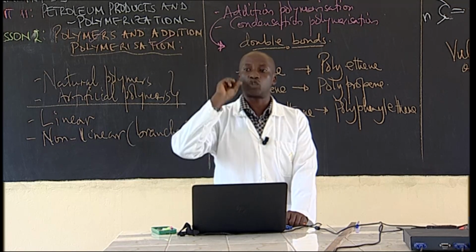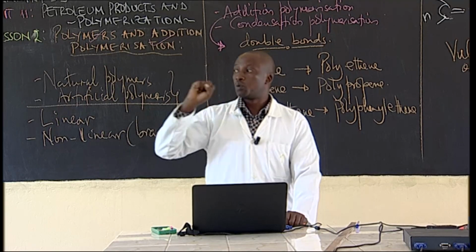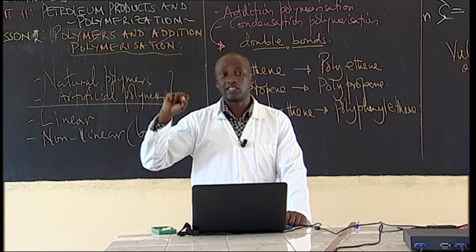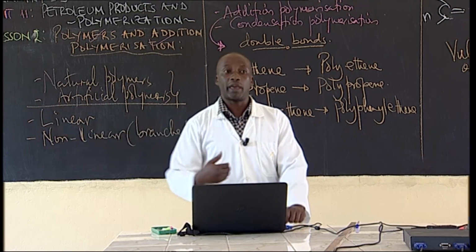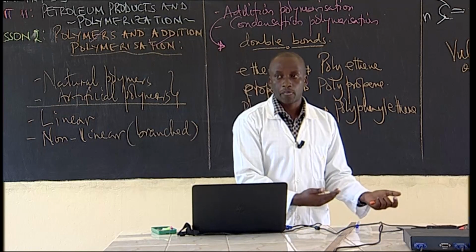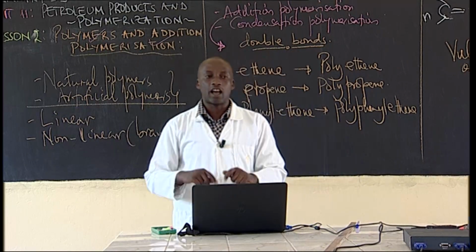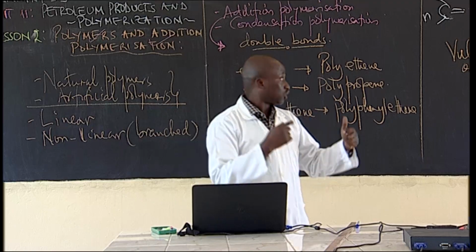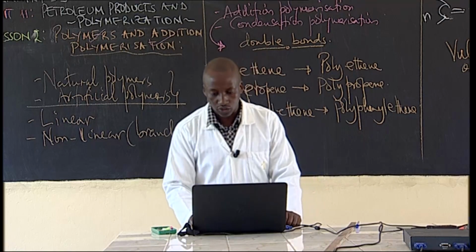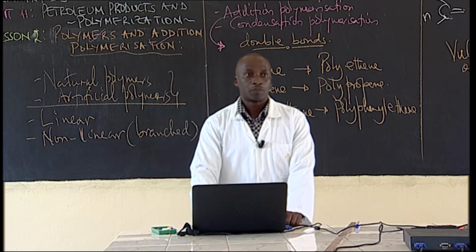Otherwise, rubber that is obtained from the trees is very soft and sticky. Actually, when it is exposed to sunlight, it may dissolve. So to make it harder, they have to add sulfur, and that is what we call vulcanization of rubber.